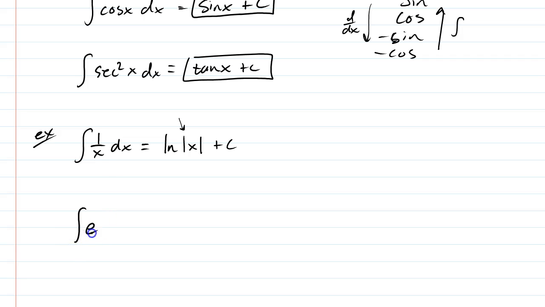One other one that's very important is e to the x dx. So think of this, what derived will give you e to the x? Well, that's just itself. And then the antiderivative will have a plus c.